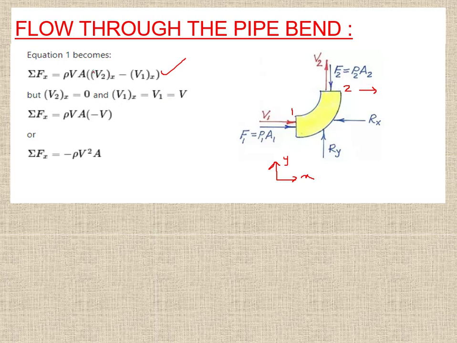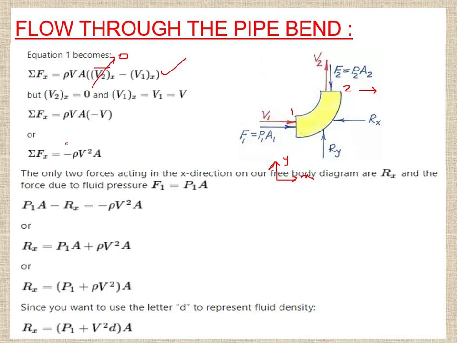Okay, so this will be equal to 0, this will be equal to 0, and this will be equal to v, so that will become minus v. So sigma Fx will become minus rho v square A. Now the only two forces acting in the x direction on our free body diagram are Rx and the force due to fluid pressure F1. So there were two components of equation 1.